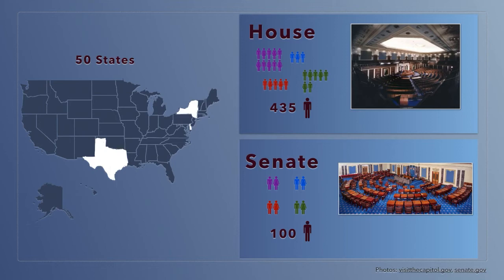And the people in the Senate represent every person in the state. Everyone that lives in this state, these 2 people do the voting for them. Every person in this state, these 2 people do the voting for them. The people in the Senate are important because they represent everybody in their state.